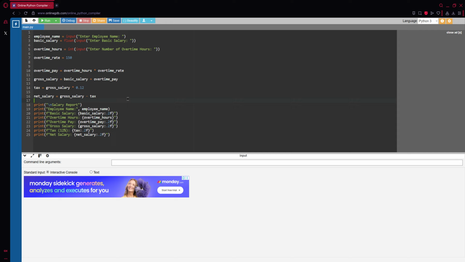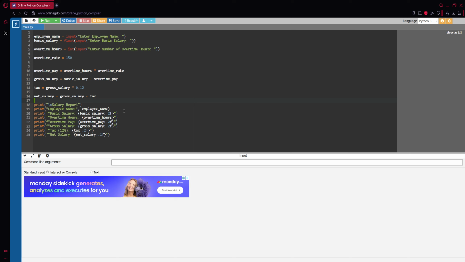Here is the salary calculator. It calculates an employee's gross pay, tax deduction, and net salary based on basic salary and overtime hours. Here's the summary. I'll explain.